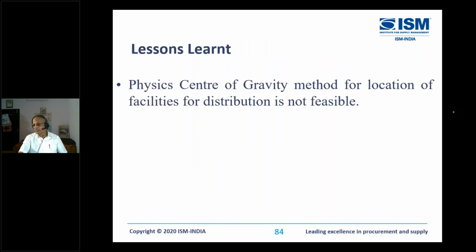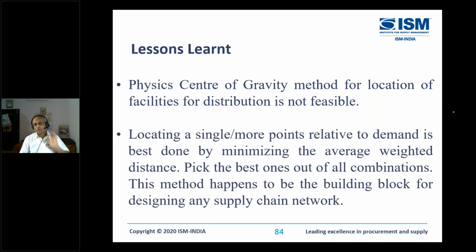So what are the lessons we have learned from this? The physics center of gravity method for location of facilities for distribution is not feasible. We can find out single or more points related to the demand, and this is done by minimizing the average weighted distance. Pick the best ones out of all combinations, and this should be your building block for designing any supply chain network.